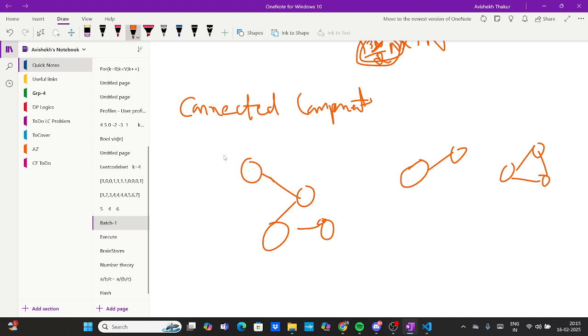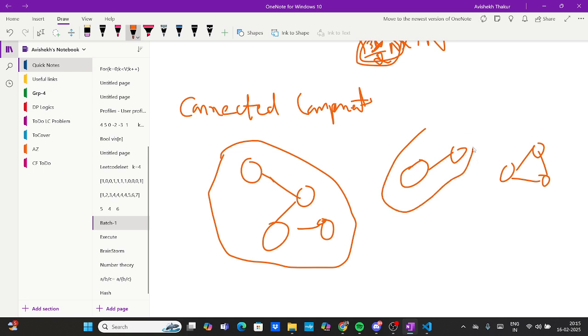And what do you mean by component? A component is where from each node you can reach the other nodes. So this is one component, this is one component, this is one component. So these are 3 components. It's a single graph, not 3 graphs. One graph is broken into 3 components. And what's a component? A component is where if you start from any node you can reach any other node. Clear definition?